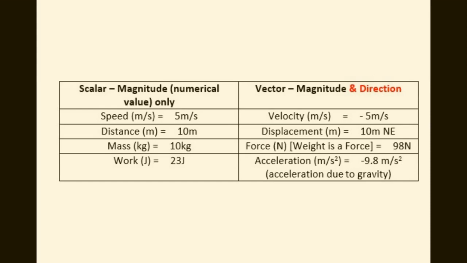We also have negative acceleration, the acceleration due to gravity. The negative means that it's coming downwards. Remember that gravity pulls everything downwards, so everything accelerates at 9.8 meters per second squared, but because it's accelerating downwards, that is denoted by a negative symbol. So therefore, we have negative 9.8 meters per second squared as the acceleration due to gravity.